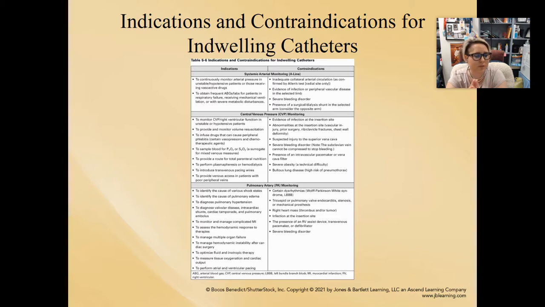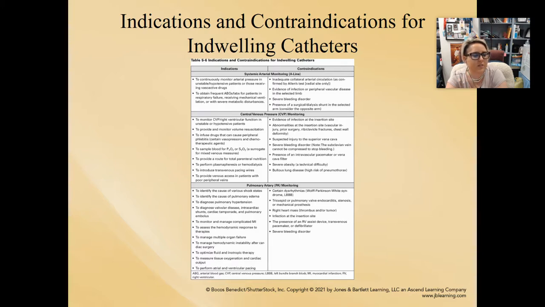Your mixed venous measurements. It's to provide a route for total parenteral nutrition, to perform plasmapheresis or hemodialysis, to introduce transvenous pacing wires, to provide venous access in patients with poor peripheral veins.